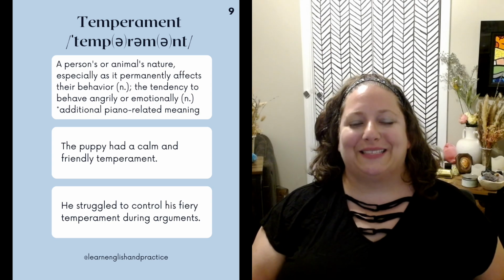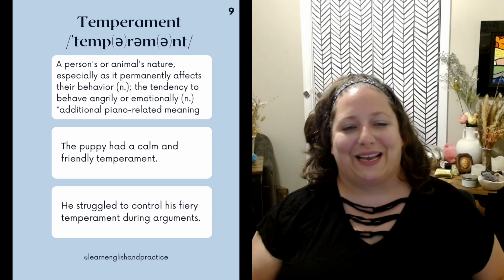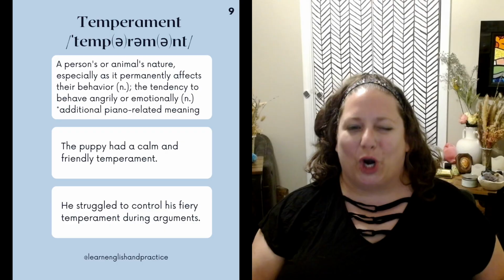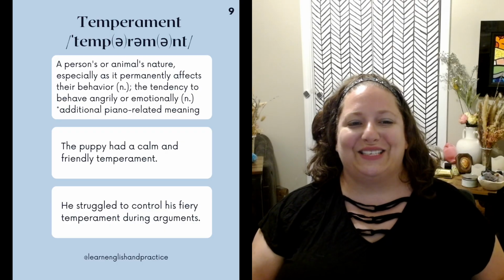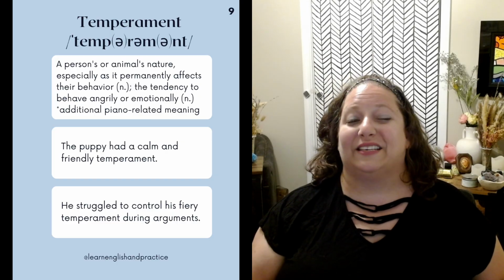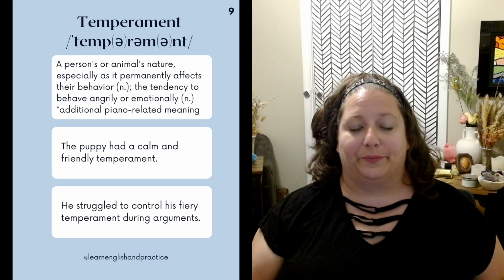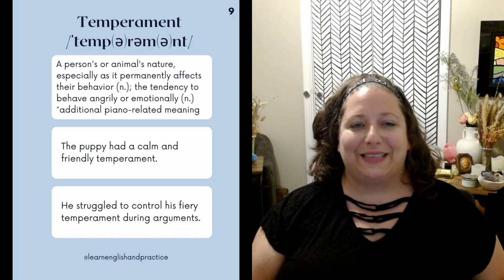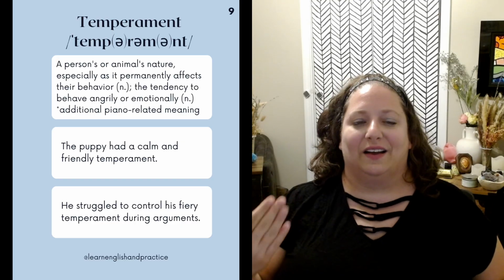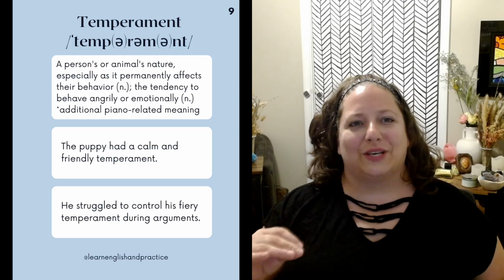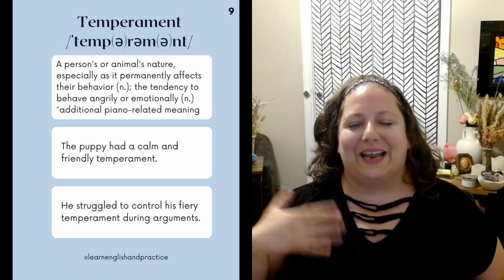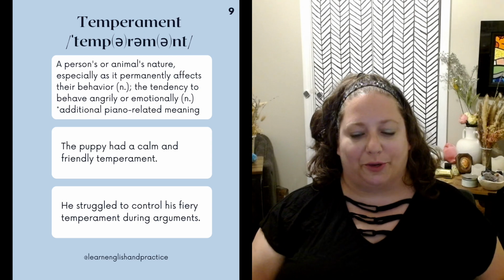Temperament. This means a person's or animal's nature, especially as it permanently affects their behavior, as a noun. The tendency to behave angrily or emotionally, as a noun. And there is an additional piano-related meaning. So someone's temperament is really their way of being. It's their attitude, their disposition. And when we say the word temperament, it is getting at something that's unchangeable.